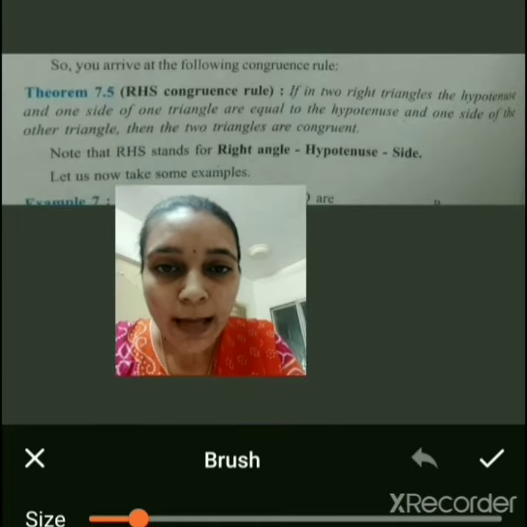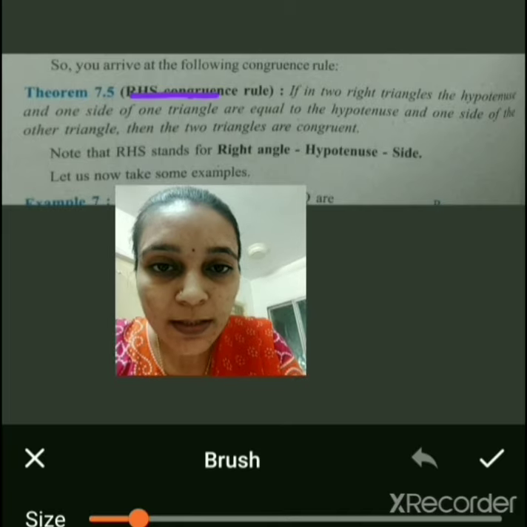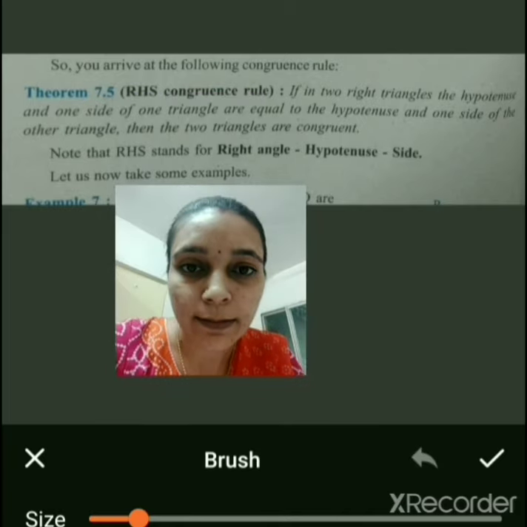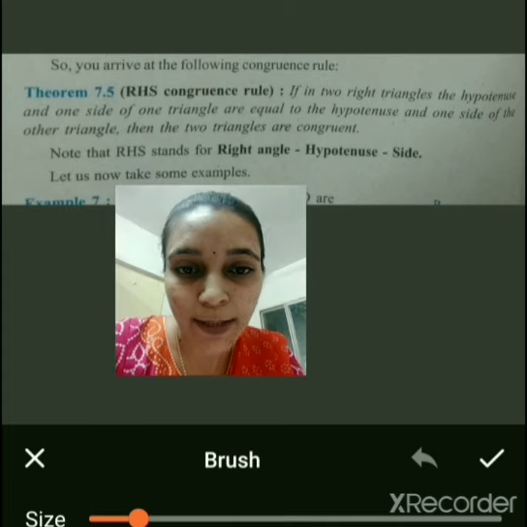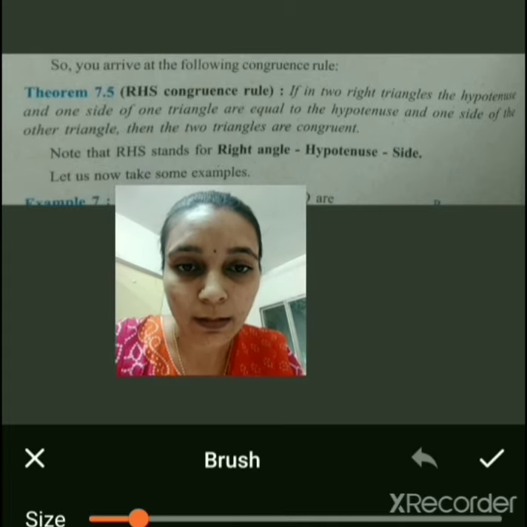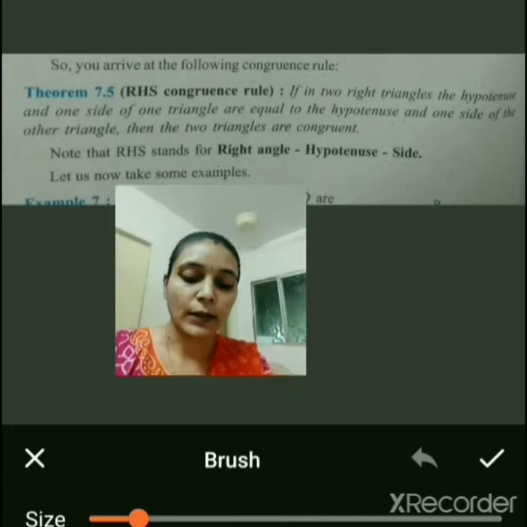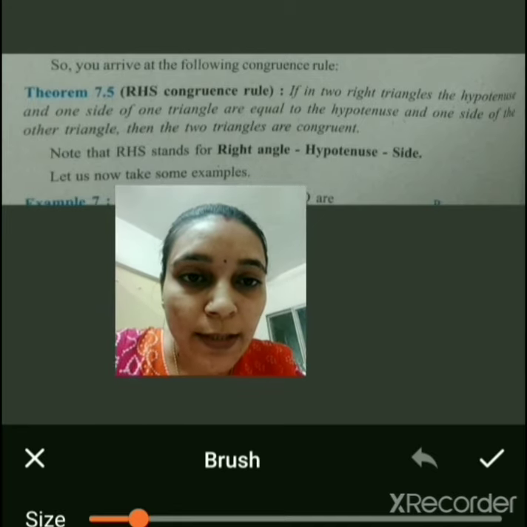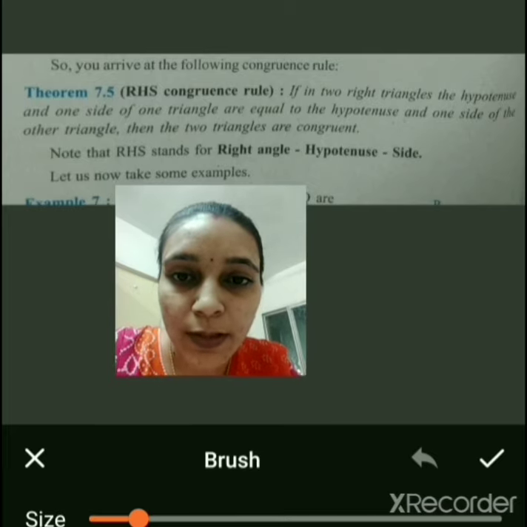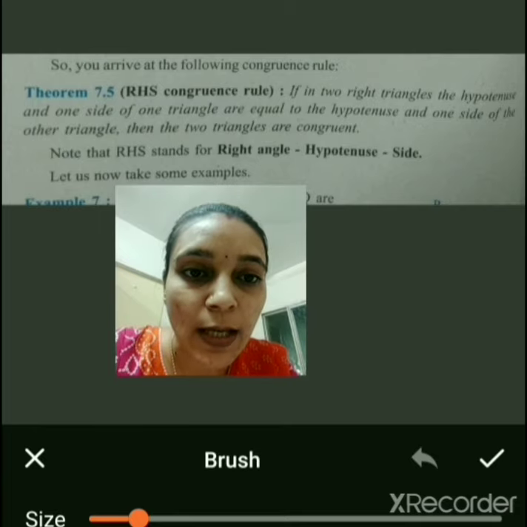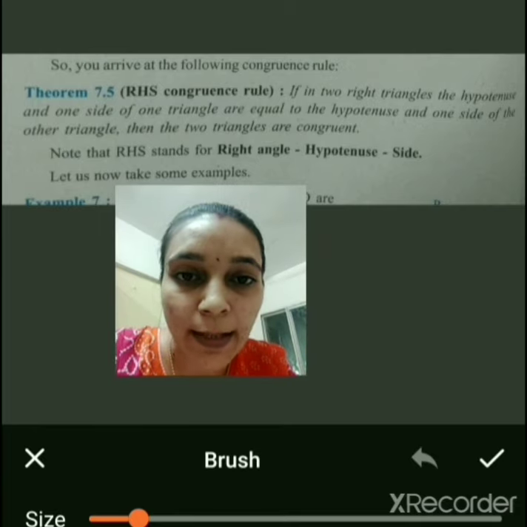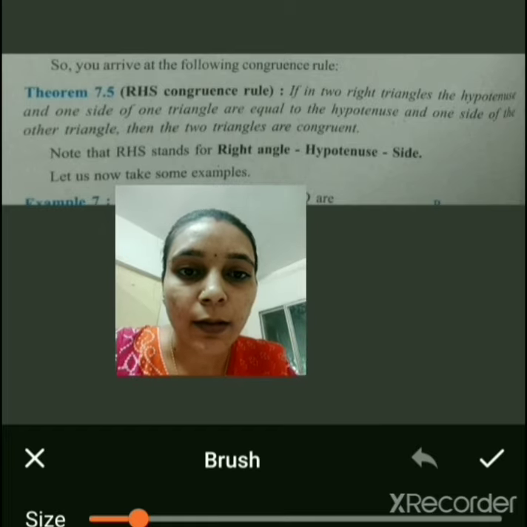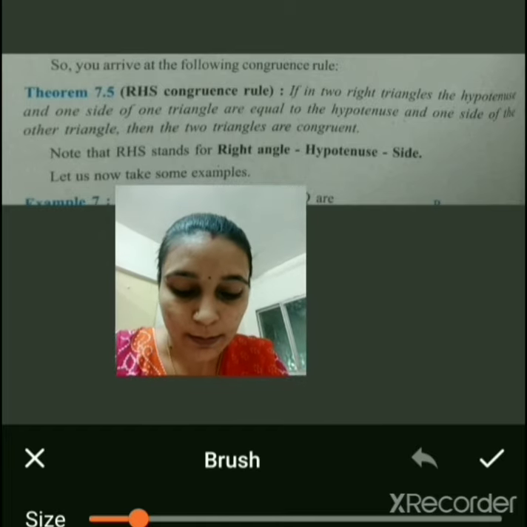The next rule is the RHS congruence rule, right? RHS means right angle, hypotenuse and side. That is the rule. Let us understand what the rule says. If in two right triangles the hypotenuse and one side of one triangle are equal to the hypotenuse and one side of the other triangle, then the two triangles are called congruent, right?